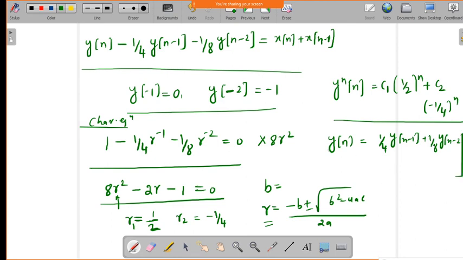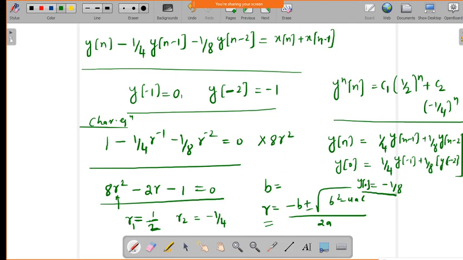Okay. So now put the value of n equal to 0 here. So you will get 1 by 4 times y of minus 1 plus 1 by 8 times y of minus 2. Okay. So what is y of minus 1 and y of minus 2? y of minus 1 is 0 and y of minus 2 is minus 1. So we will get y of 0 equal to minus 1 by 8.